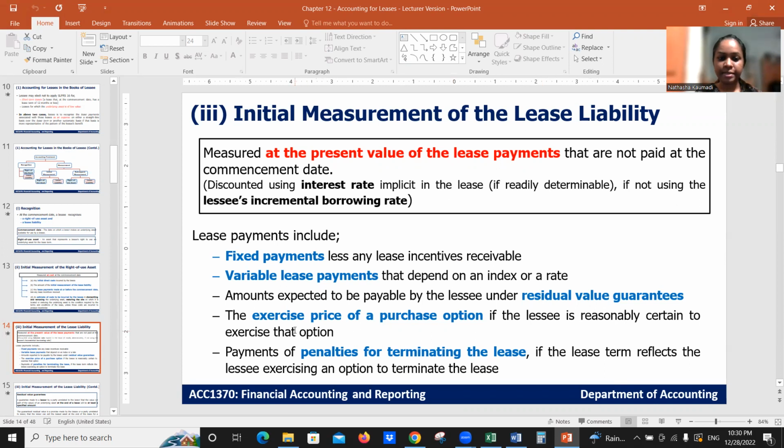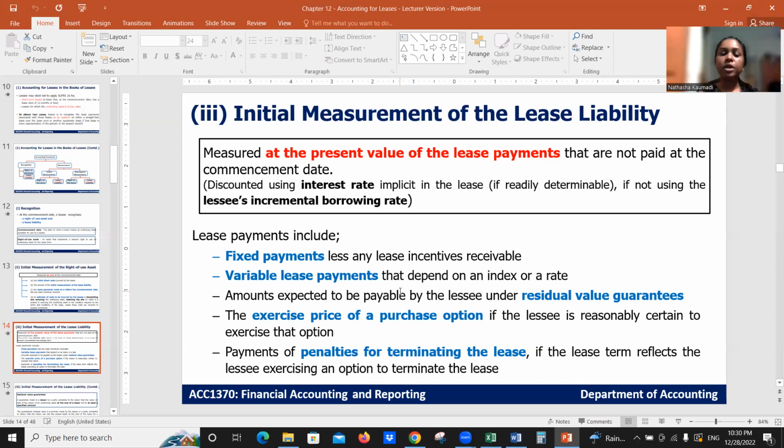And then the exercise price of a purchase option, and penalties for terminating the lease. These two options can also come. Most commonly we get fixed payments, variable lease payments, and guaranteed residual values. So you have to consider all these 5 elements when it comes to lease payments. Okay, we take the lease payments. And now you can't take the total of lease payments directly as it is.